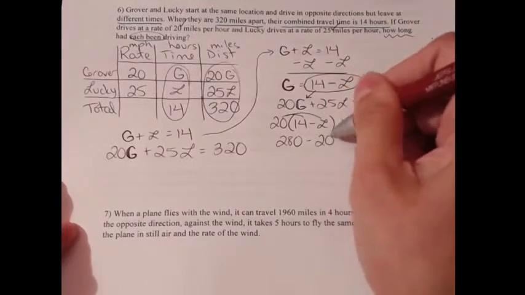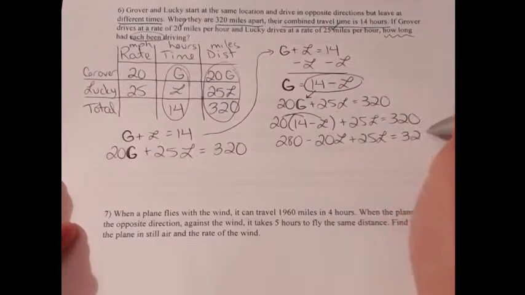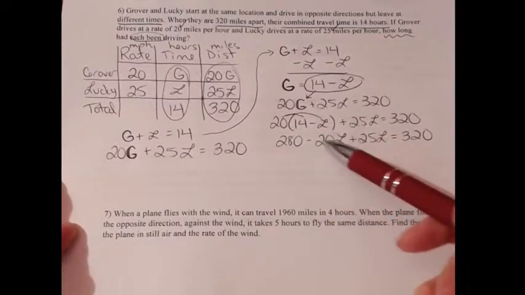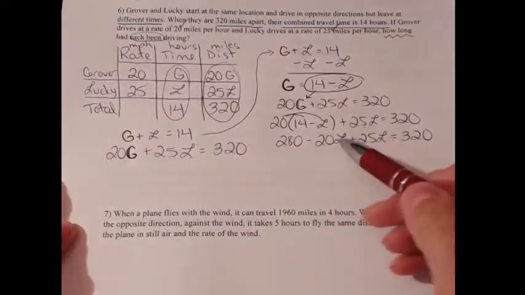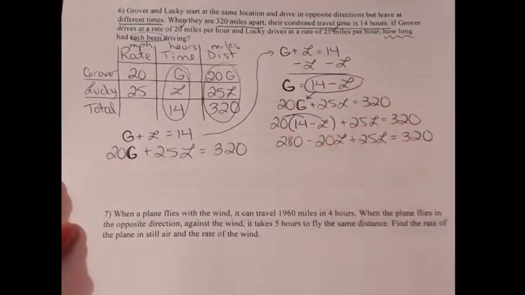You don't have to do this. This is just for those who want options. Notice I distributed, so 20 times 14 is 280. 20 times negative L is a negative 20L. We're going to combine like terms, and I'm going to bring over the 280 since I'm running out of room.